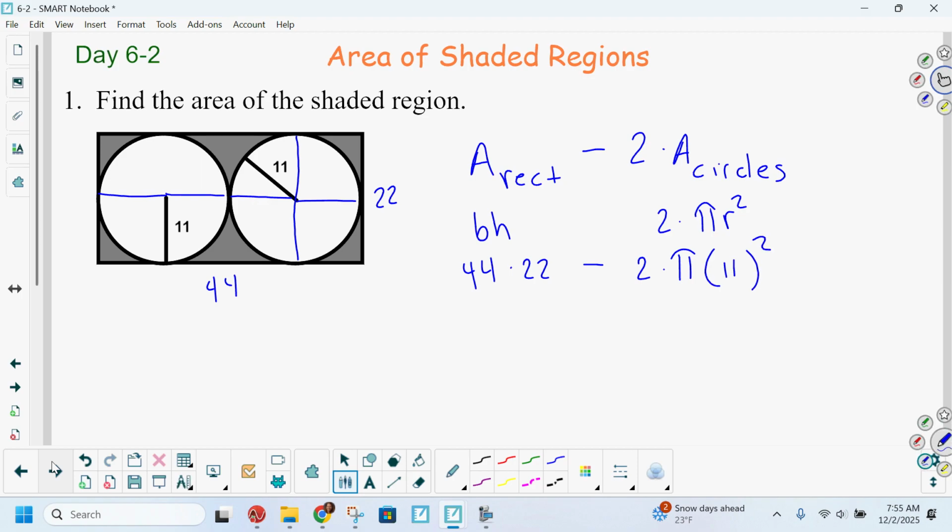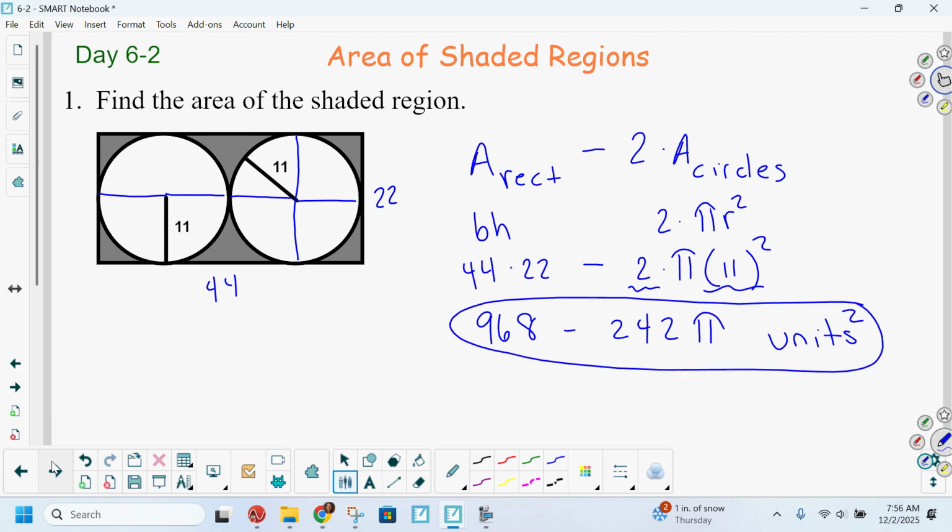Now it doesn't say to round, which means I'm going to multiply the 44 times 22, and I'm going to take away the 2 times 11 squared together and leave the pi there. So 242 pi. This is my answer in units squared because it did not say to round. And that's it. If it did say to round, then I would type in that whole thing and round appropriately.